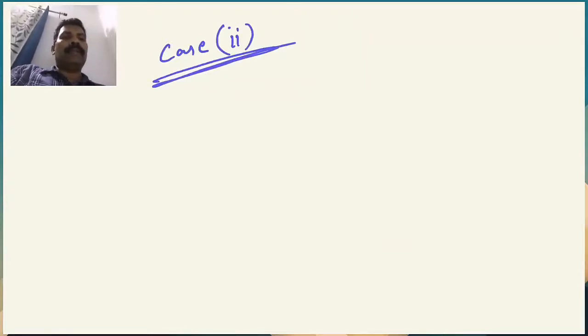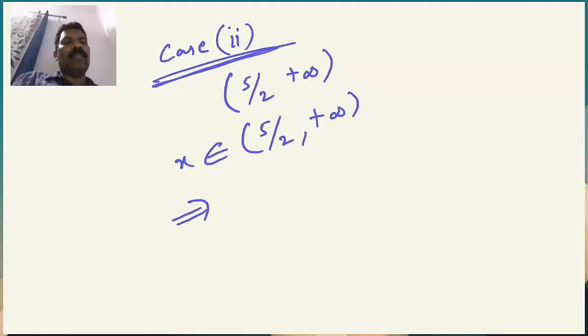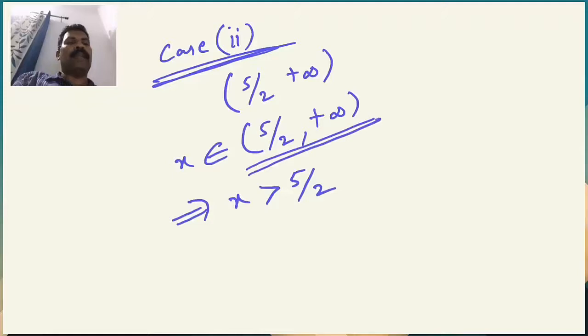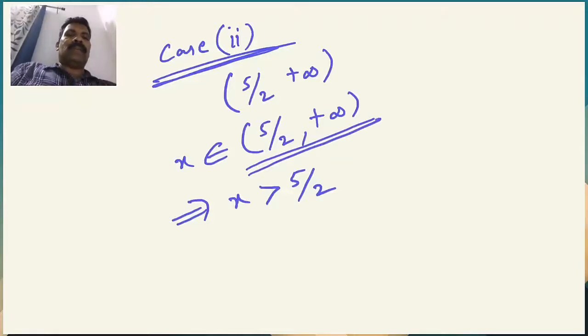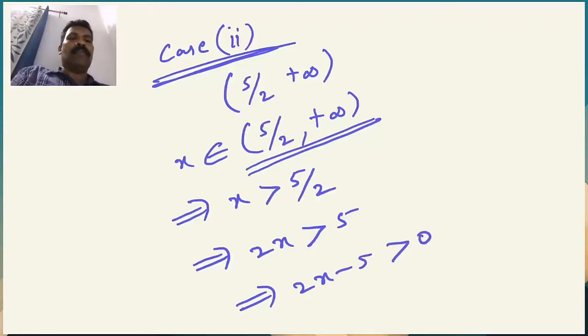And now as case second, that is 5 by 2 to plus infinity, let x belong to this interval, 5 by 2 to plus infinity. The ordinary meaning is x will be greater than 5 by 2 this time. For any x value in this interval, x will be greater than 5 by 2. So which implies 2x must be greater than 5.